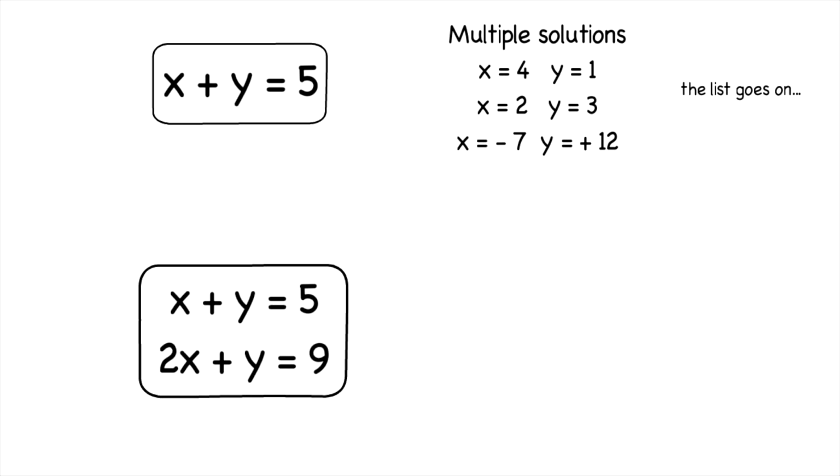If we're given two equations, or simultaneous equations, where x and y equal the same thing, we can figure out what x and y actually are. With simultaneous equations like these, x has to equal 4 while y equals 1, because otherwise both equations wouldn't make sense.